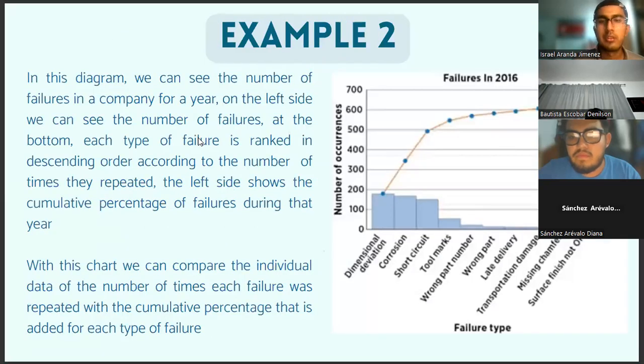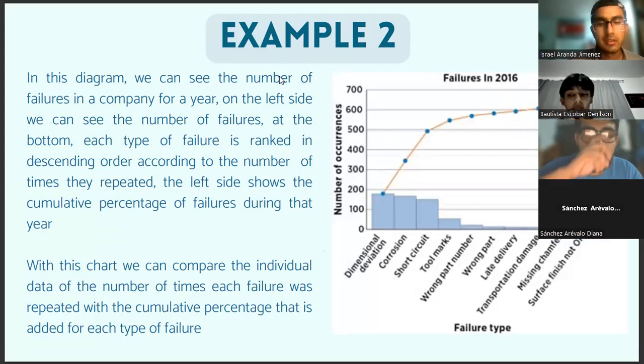Okay, before continuing to example number 2, it's important to say that the most common data shown on the right axis is the percentage, but we also see that many Pareto diagrams show other data, not only the percentage, in order to compare the data.